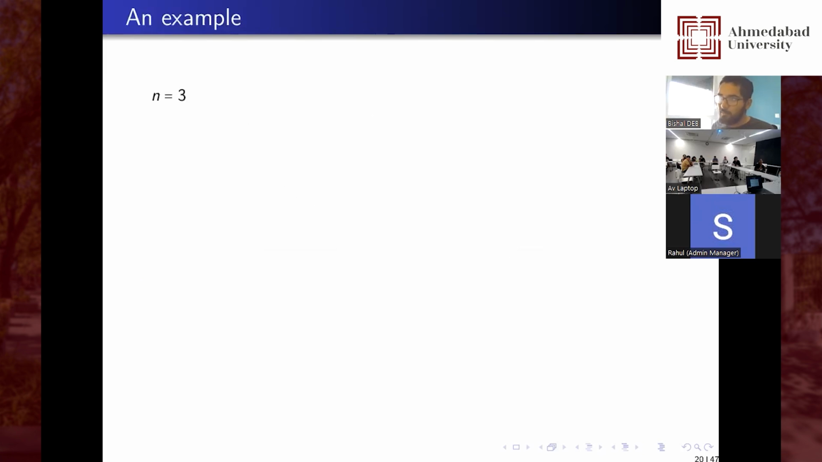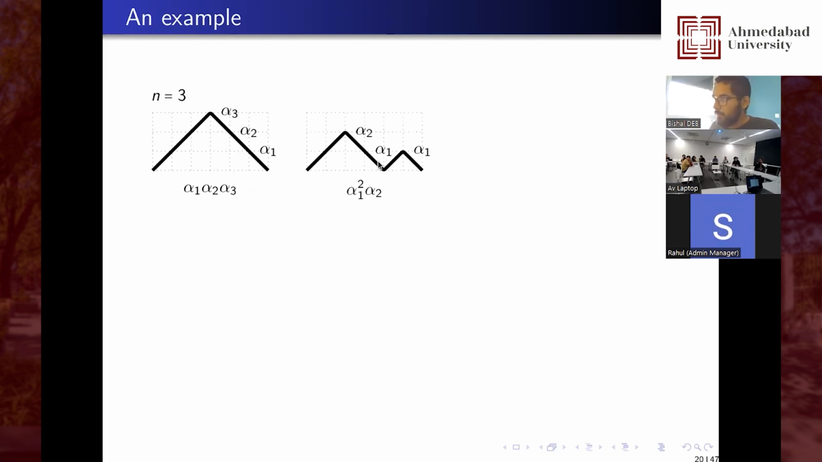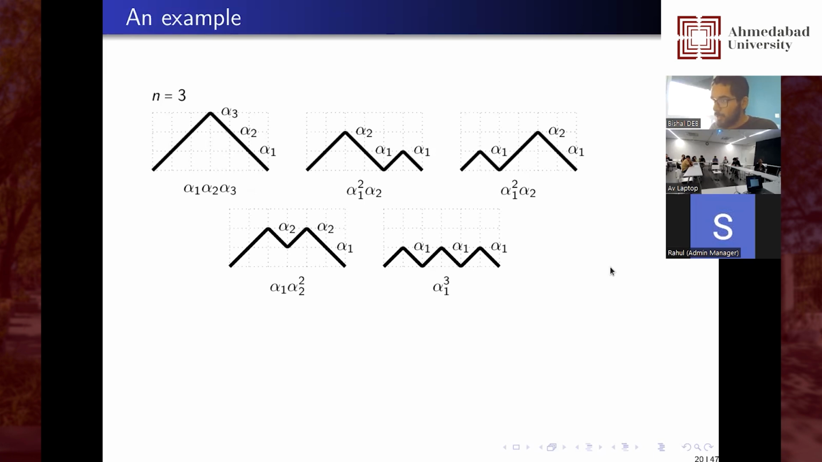So I'll do an example. For n equals 3, you have 5 Dyck paths. The Catalan number is 5. So here the weight of this is alpha 1 times alpha 2 times alpha 3. Then you have alpha 1 squared times alpha 2. And you proceed like this. And you add these up. And that is this polynomial S3 of alpha. This was what Flajolet proved.